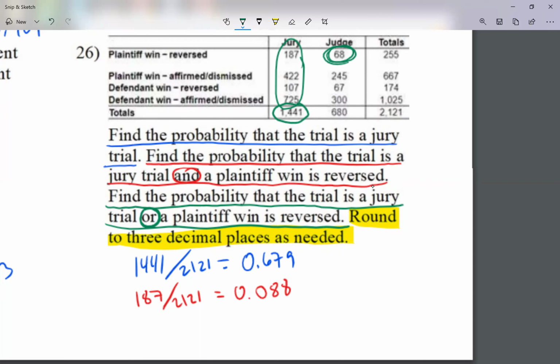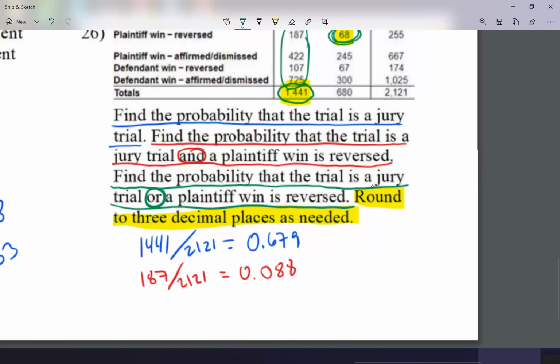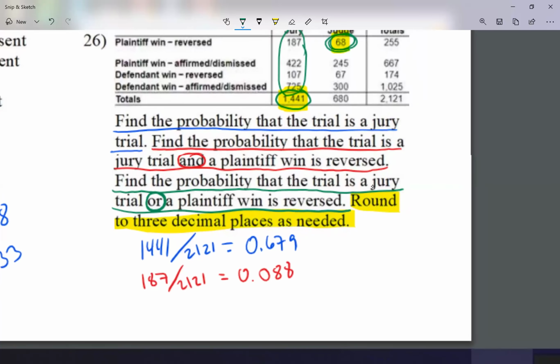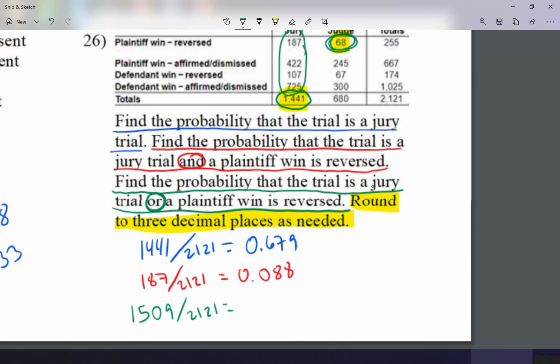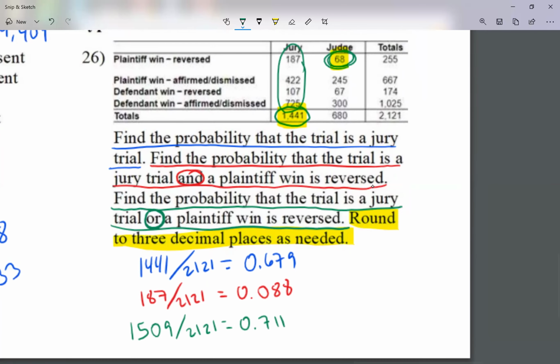So I'm going to count, let me highlight, I'm looking at 1,441 and 68. How much is that combined? 1,441 plus 68. Use a calculator if necessary. That is 1,509. I'm going to divide this by 2,121 because that's the total amount of trials. I'm going to round my decimal to 3 decimal places. So my answer is 0.711.